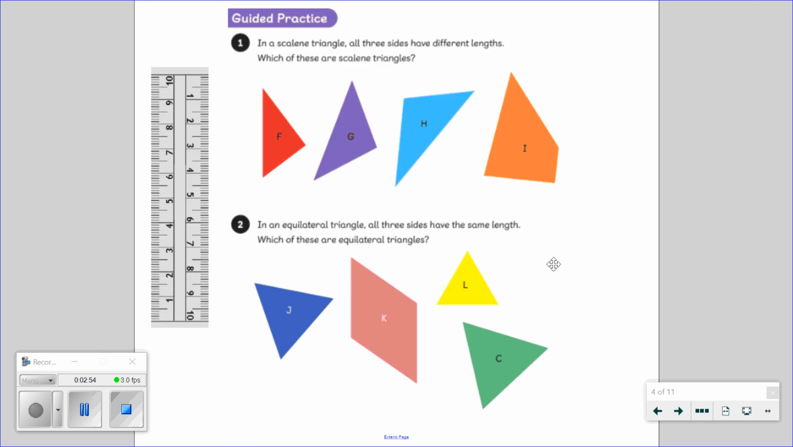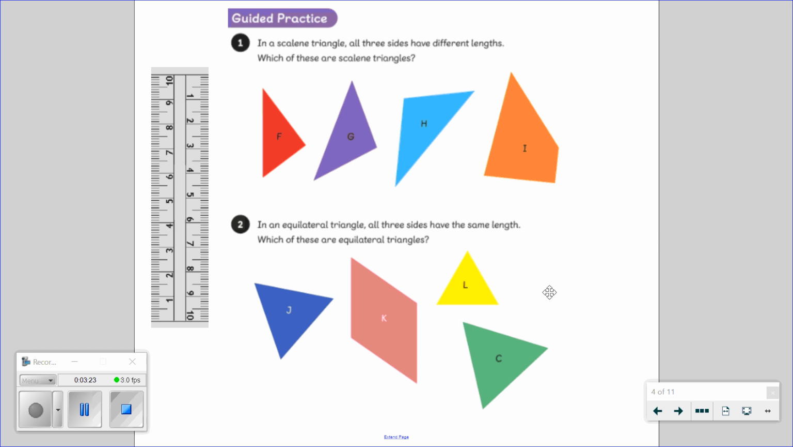So here's the guided practice. In question 1, it tells us that in a scalene triangle, all 3 sides have different lengths. We need to look at shapes F, G, H and I and decide which are scalene triangles. You might need to measure them with a ruler. If you haven't got a ruler at home, you could maybe use a tape measure, or we'll put some printable rulers on the website this week that you can print, cut out and use.